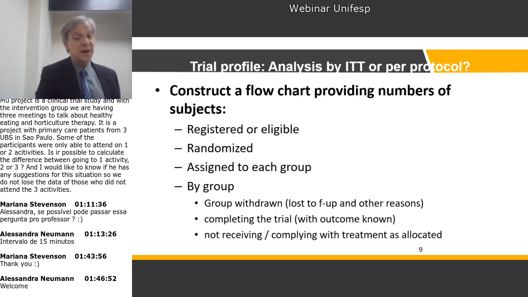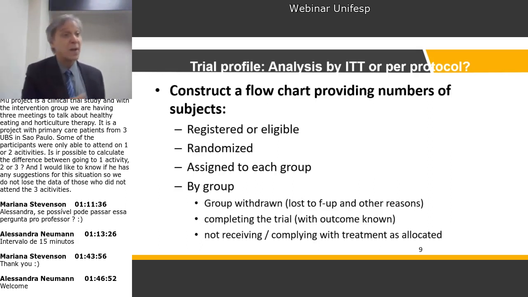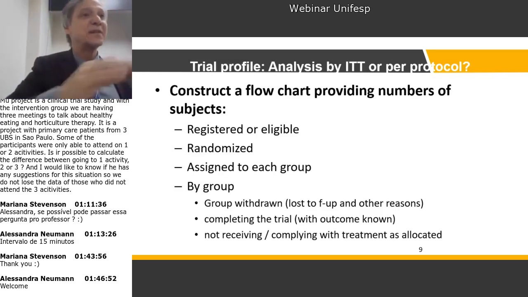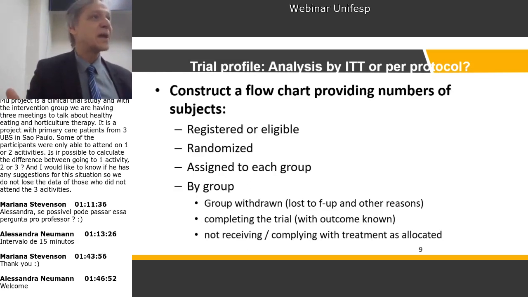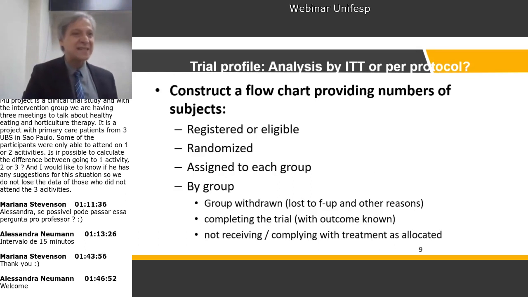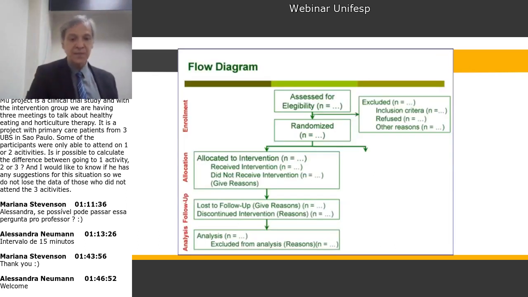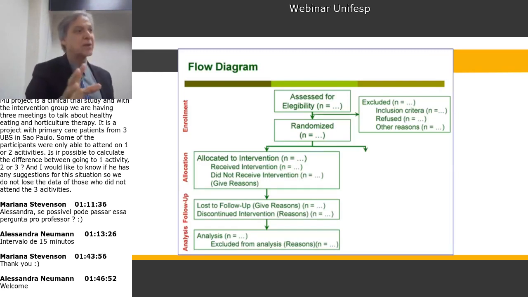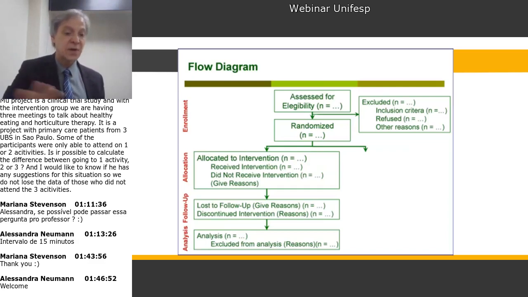Register, eligible, randomize, assign to each group, because you may randomize and then during the assignment, something happened in the implementation. The clinics who are supposed to assign right didn't do it right. You need to make sure all of that is done right. By group, you need to show all those ends, how many people are getting what at what time and what progression. So that's how you do your flow diagram. So you can plug your numbers here. You can use this. Create one for yourself and plug your numbers, okay?